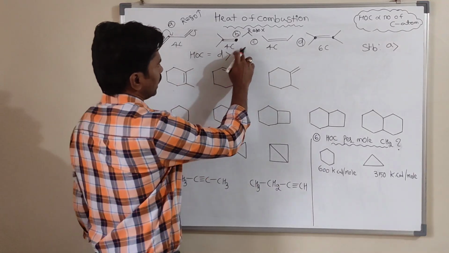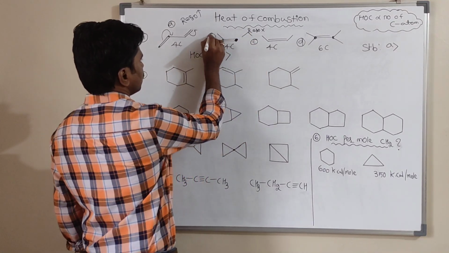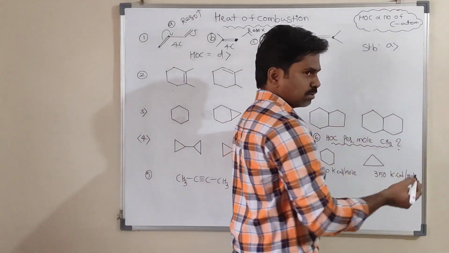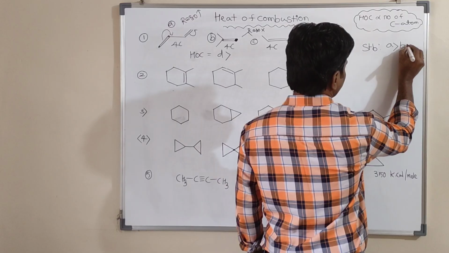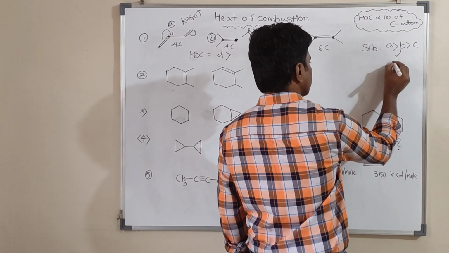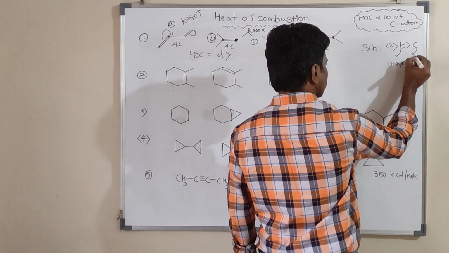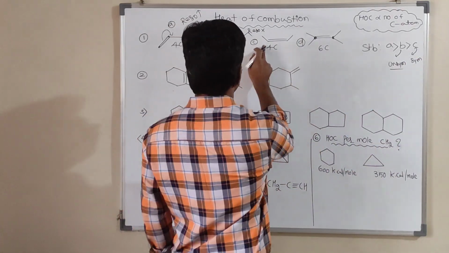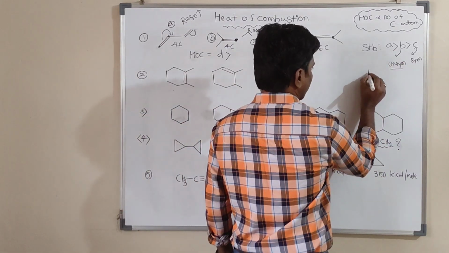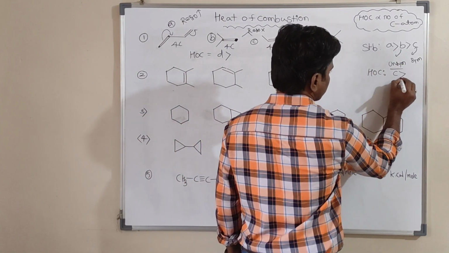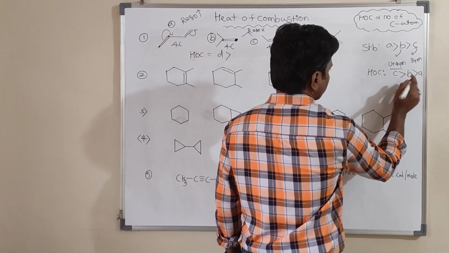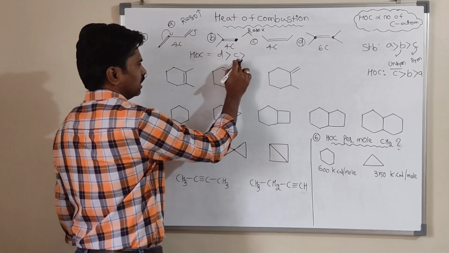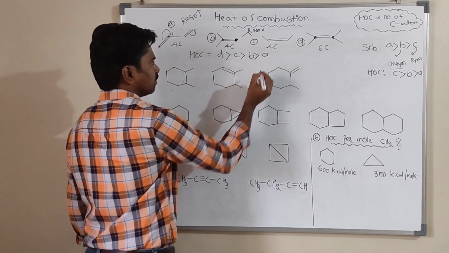Coming to options B and C, one is unsymmetric and the other symmetric. We already know unsymmetric is more stable than symmetric, so obviously B is more stable than C. B is unsymmetric and C is symmetric. So that is the stability order for these 3: A, B, C. What about heat of combustion? That is the reverse: C, then B, then A. So we have to mention C after D, then B, then A.